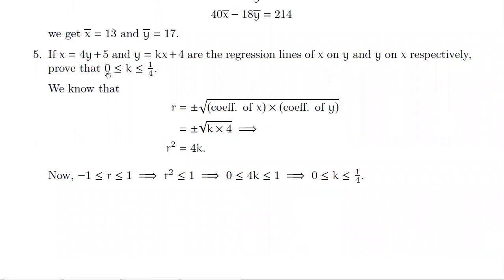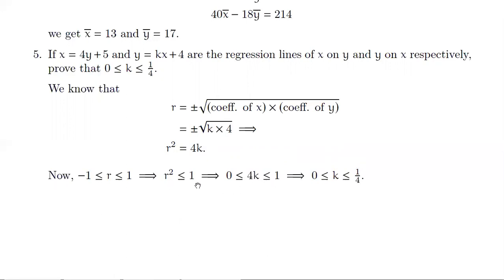We already know how to find the value of r. R is equal to plus or minus root of coefficient of x into coefficient of y. Coefficient of x here is k and coefficient of y here is 4. So r is equal to plus or minus root of 4k. If r is equal to root 4k, r square has to be equal to 4k. But we also know that r lies between -1 and +1, which implies that r square has to be less than or equal to 1. If r square is less than or equal to 1, that means 4k lies between 0 and 1.